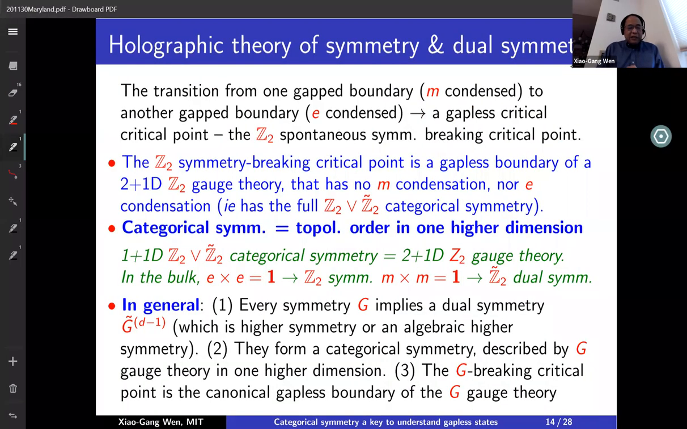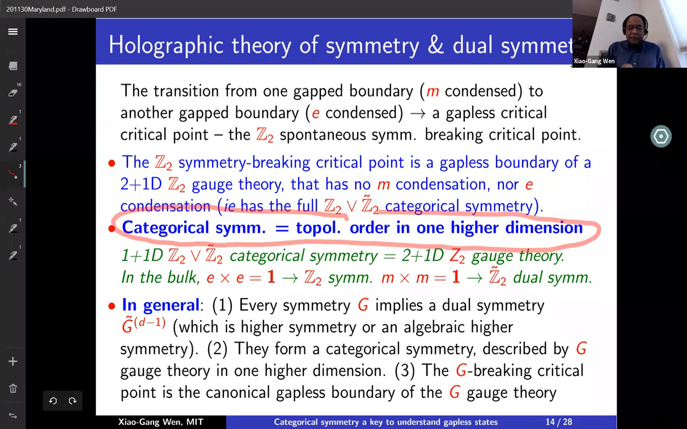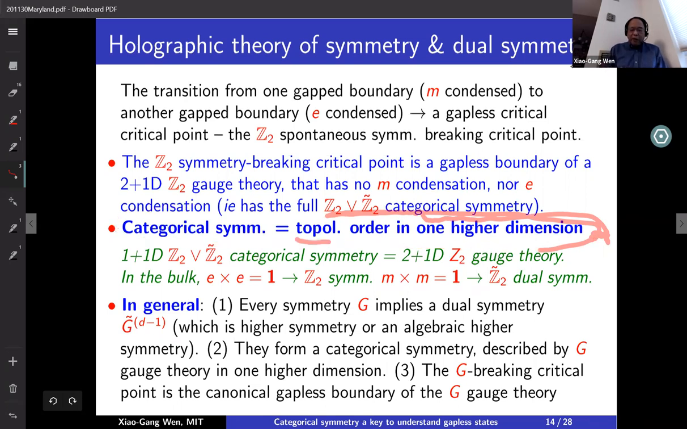So in a sense, this categorical symmetry is literally equal to topological order in one higher dimension. And this statement is more general than the modular tensor category, because it applies to all dimensions. In higher dimensions, the topological order is no longer associated with a modular tensor category. Okay, but it's still topological order. So categorical symmetry is almost another name for topological order in one higher dimension. And this picture really encourages us to look at symmetry from this point of view, viewing symmetry as a topological order in one higher dimension.